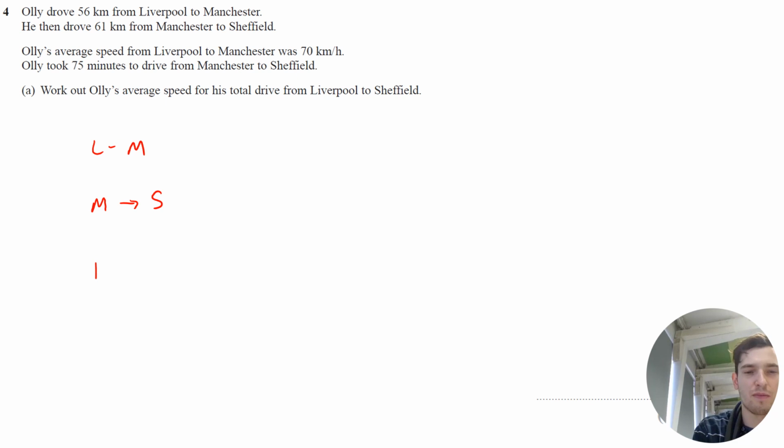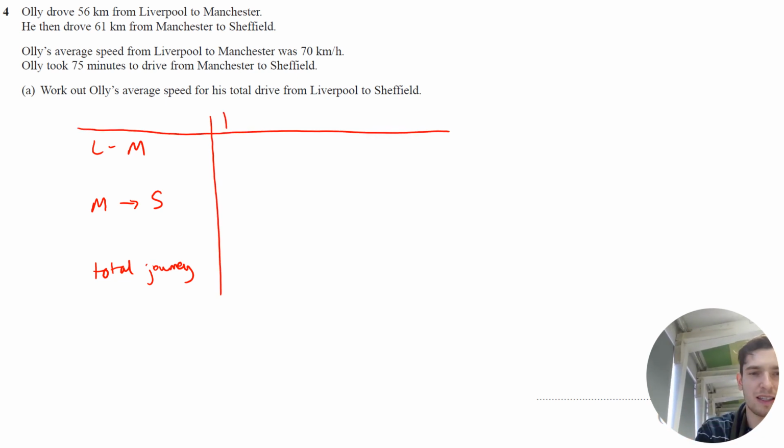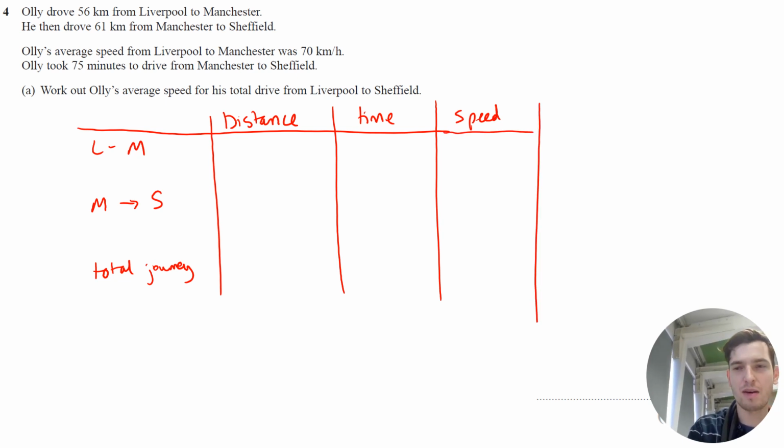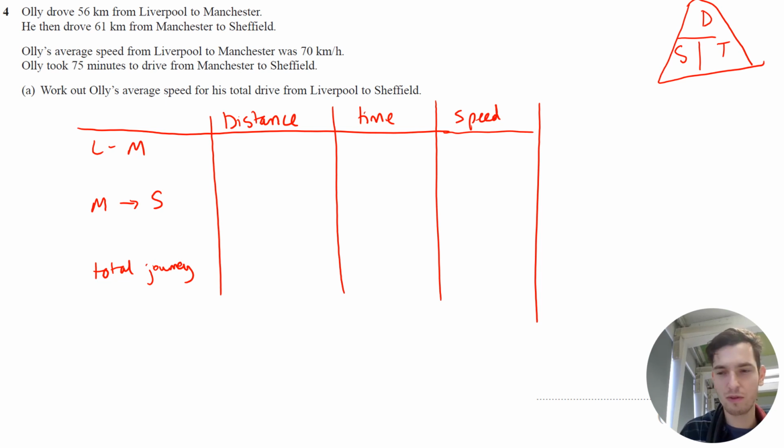So then I can have my total journey. Okay, so when I'm doing these questions, I need 3 things in my column. I obviously need my distance. I need my time. And I need my speed. And I'm also going to draw up here my triangles. So distance, I need to remember, goes at the top. Speed, time below.